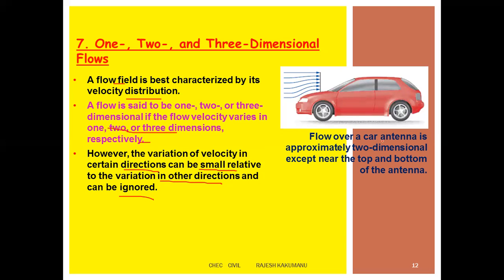The flow over a car antenna is approximately two-dimensional except near the top and bottom of the antenna. The antenna is placed here. Two-dimensional means x-axis and y-axis. Three-dimensional means x-axis, y-axis, and z-axis. One-dimensional means the fluid flows only in one direction. Understood? Like this, we can say there are various types of classification of flows.